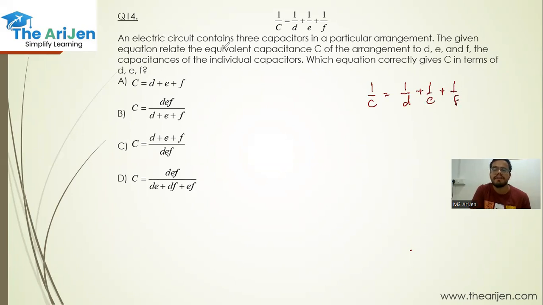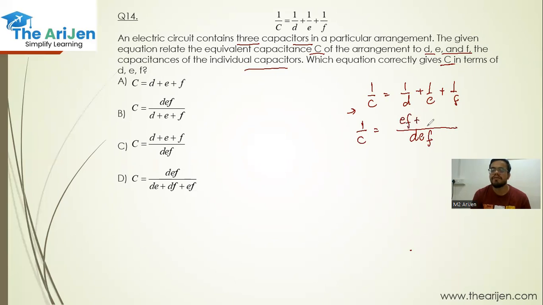So an electric circuit contains 3 capacitors. In a particular arrangement, the given equation relates the equivalent capacitance C of the arrangement to the individual capacitances D, E, F. What is the value of C? So we have to tell what is the total capacitance. I hope you all have read about the capacitors which are connected in series. If not, no issues. Just simply solve it by taking the LCM. What would be the LCM? It would be D into E into F. So in this part we have D, so what we don't have is EF.